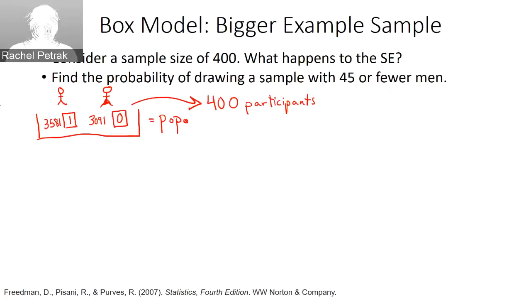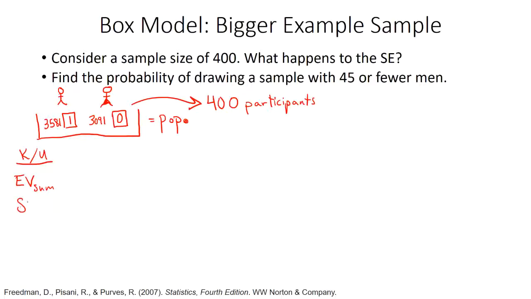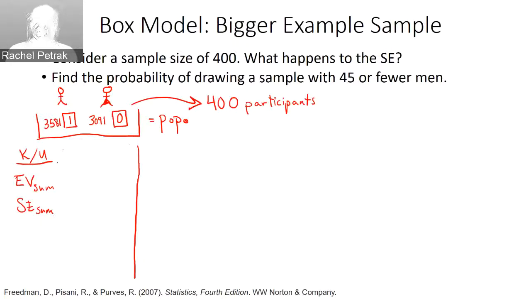Now we can do our calculations. The first thing we're trying to answer is what happens to the standard error? Well, to figure that out, we are going to need to find the expected value. And this is the expected value for the sum of our 400 draws. And we're going to need the standard error. So let's figure those out over here. We're consolidating the terms that we're going to use in the future in our knowns and unknowns area.